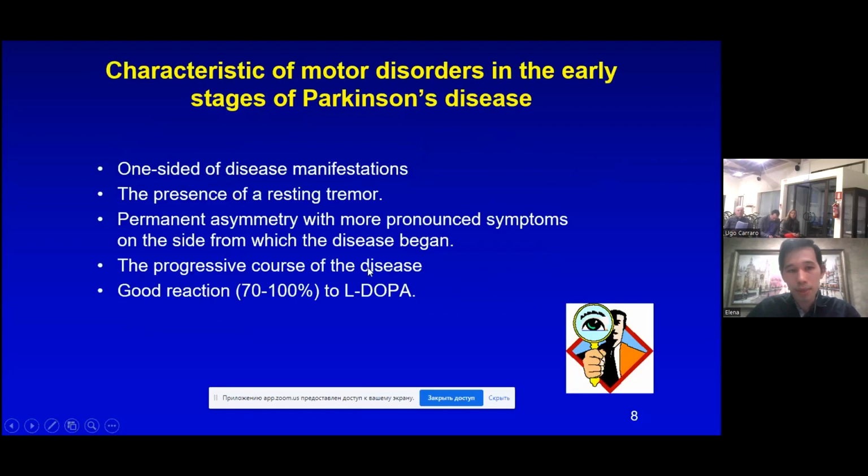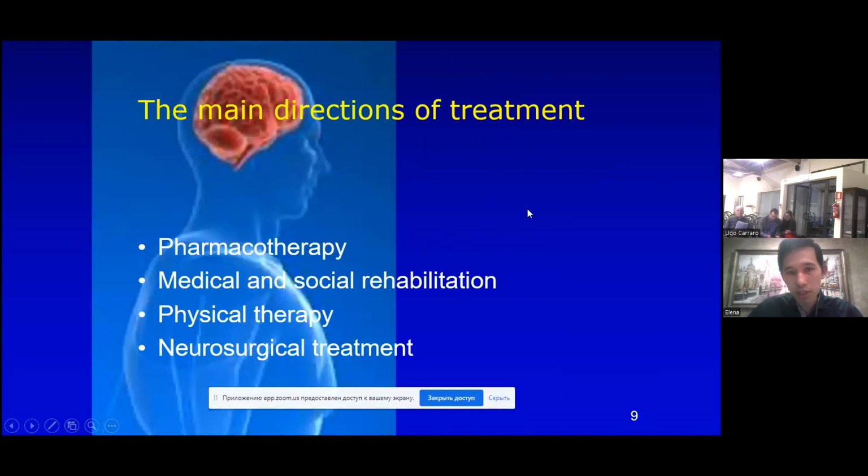disorder. Motor disorders are characterized by one-sided disease manifestation, the presence of resting tremor, and common asymmetry with more pronounced symptoms on the side from which the disease began, and the progressive course of the disease. The main directions of treatment are pharmacotherapy, medical and social rehabilitation, physical therapy, and neurosurgical treatment.